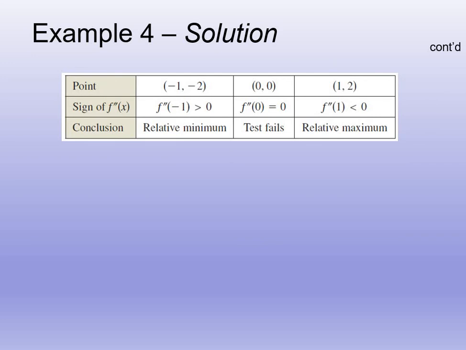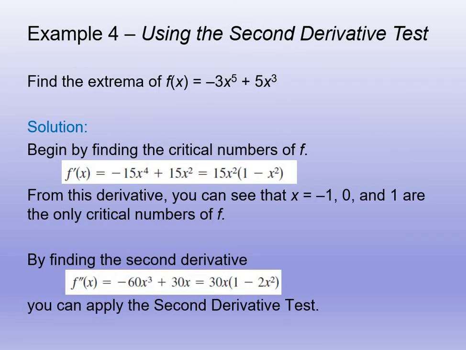If we look at what happened, I'm going to step back just a slide here. When we set 30x equal to 0, our value is going to be what? x has to be 0 for that case. So that's one of our points of inflection. And when we set 1 minus 2x squared equal to 0, that's going to give us plus or minus the square root of 1/2. So those will be our other values that we're going to look at.